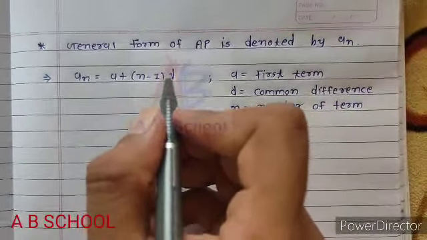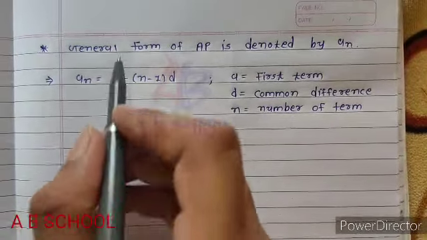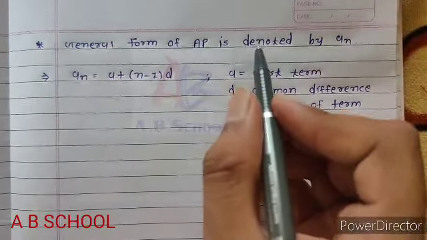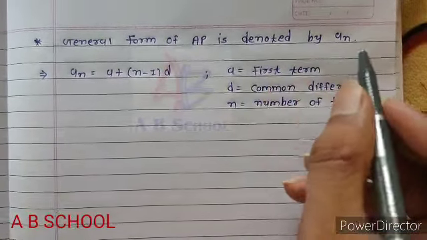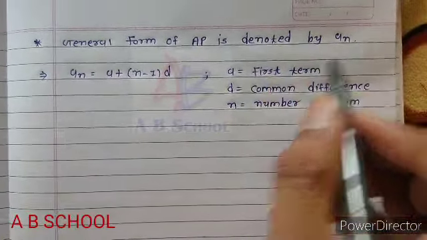Now today we learn about use of AP. So first we recall general form of AP is denoted by AN. AN is equal to A plus N minus 1 into D, where A denotes first term, D means common difference, and N means total number of terms.